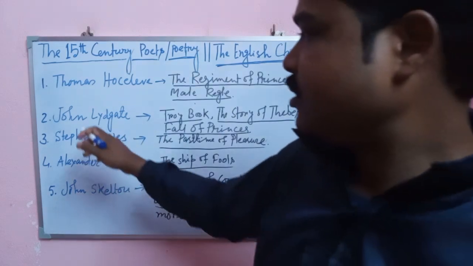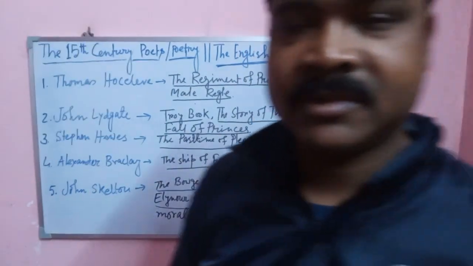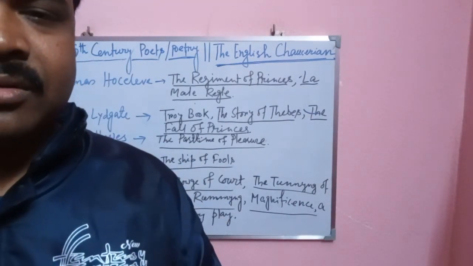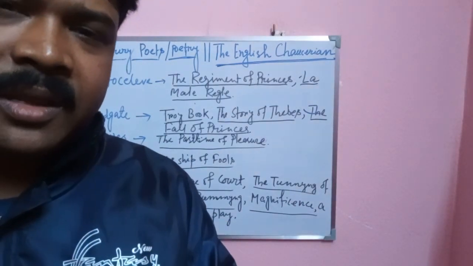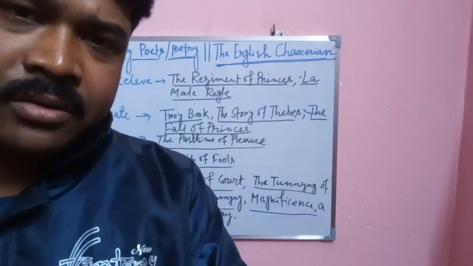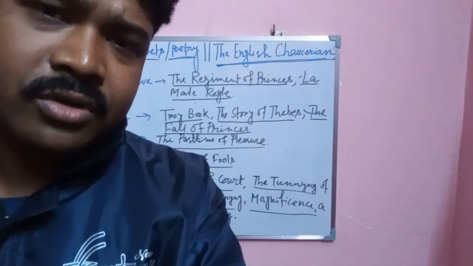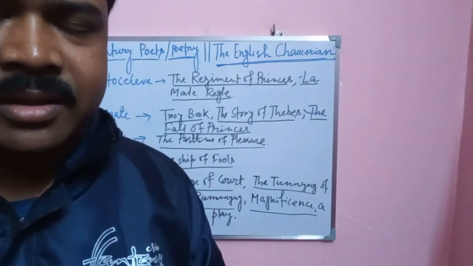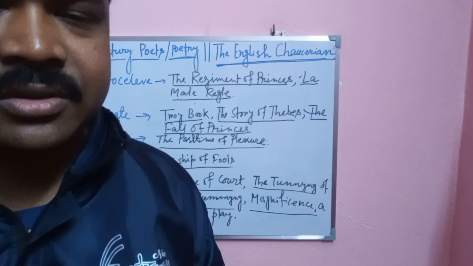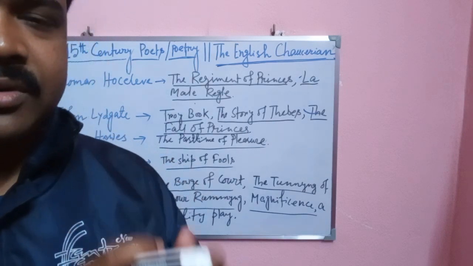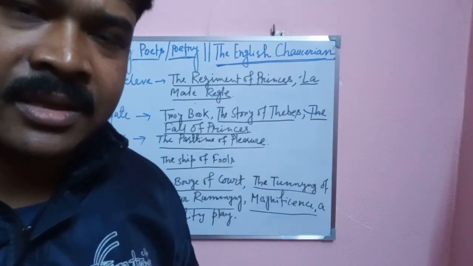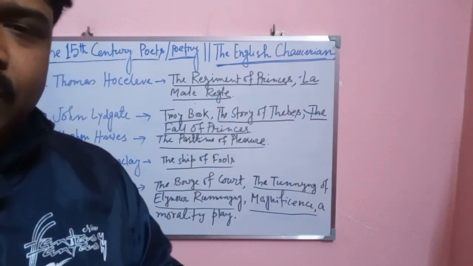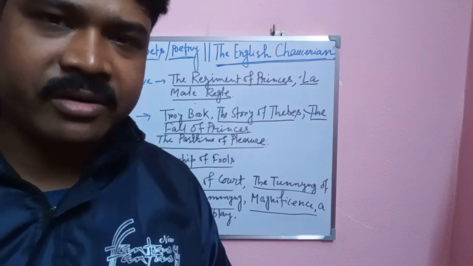Next poet is John Lydgate. John Lydgate is one of Chaucer's two main 15th century English successors, the other being Thomas Hoccleve, whom we have discussed already.